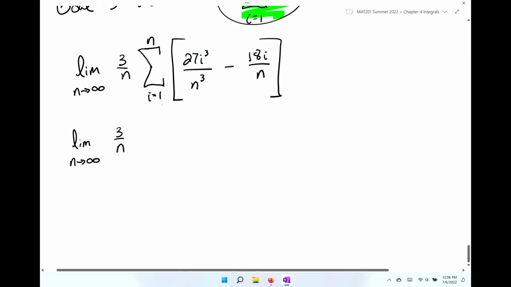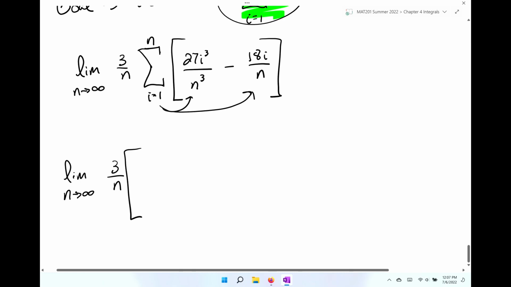I'm going to distribute my summation symbol so I can apply that one constant rule. So let me just erase this and move it down a little bit. So here's what I'm saying right here. We're going to do the limit as n goes to infinity of 3 over n, bracket, and I'm going to go ahead and just, like I said, distribute the summation symbol. That's one of the properties that I listed above.